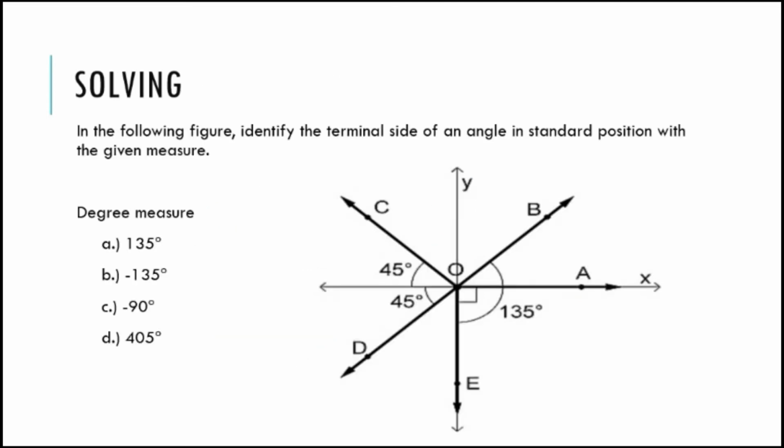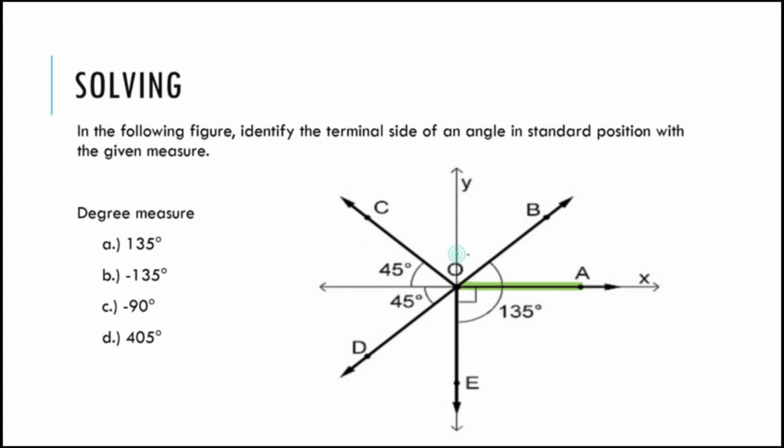As practice, in the following figure, identify the terminal side of an angle in standard position with the given measure. To start, we must remember that this here is the initial side, and we are looking for the terminal side. For the first degree measure, we have 135 degrees, and that tells us that since it is positive, the arrow will go in a counterclockwise rotation.